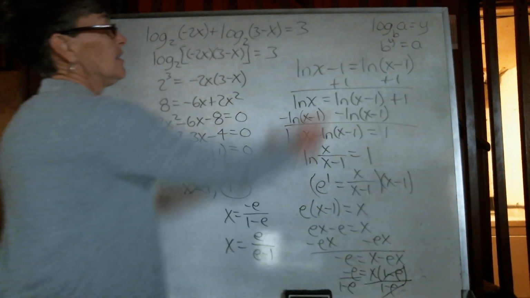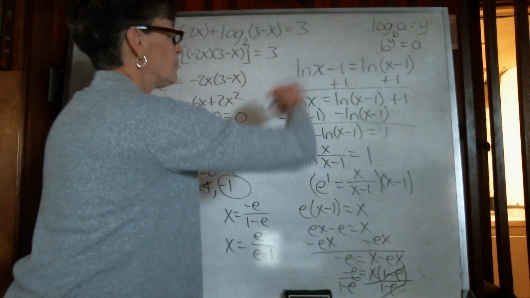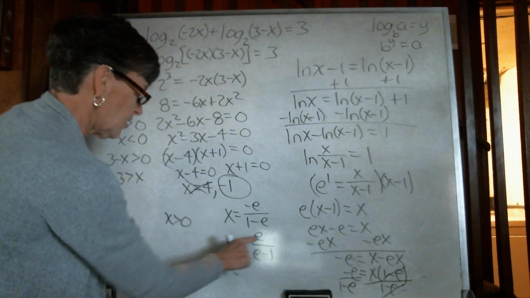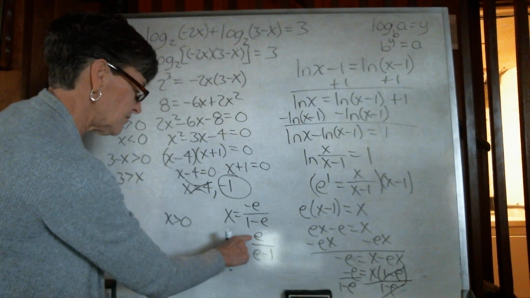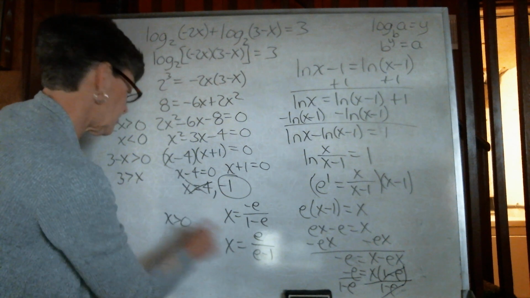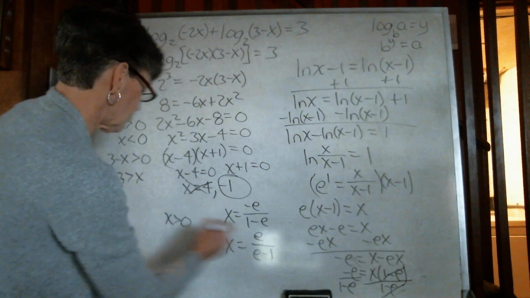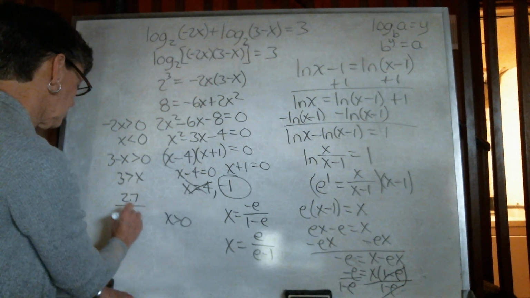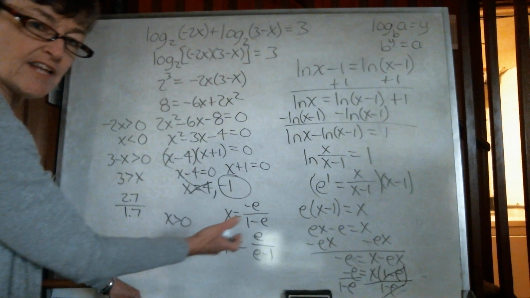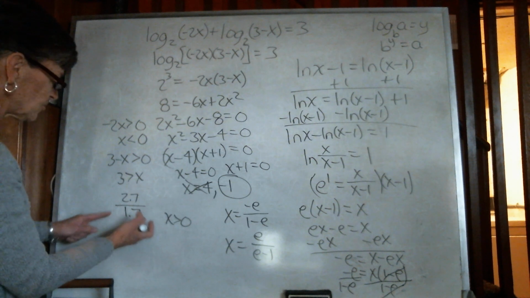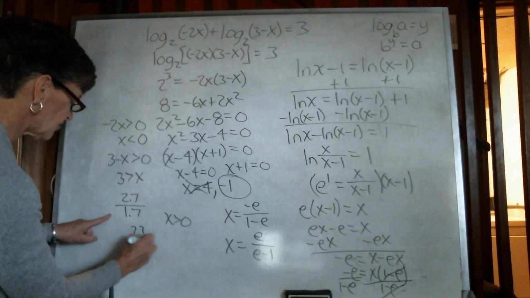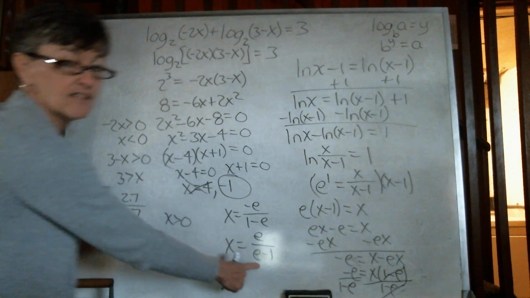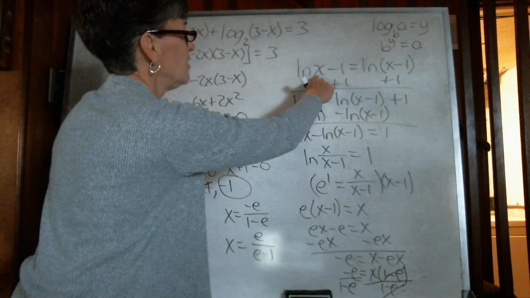Let's see if it is in the domain for this equation. Well, first of all, x has to be greater than 0. Well, e is about 2.7, and so 2.7 over 2.7 minus 1, which is 1.7. So 2.7 over 1.7 is just an estimation, but this is like 27 over 17. Is that greater than 0? Yes. So this answer is fine for this domain.